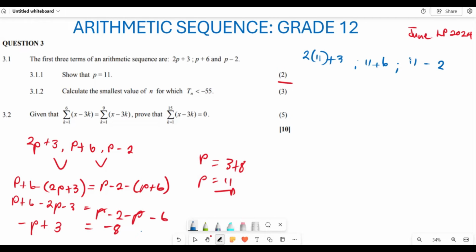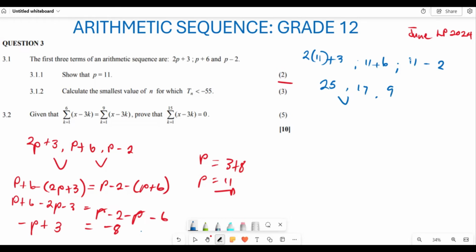So now the first 3 terms that you're going to have here, this is the same as 22 plus this 3, which is going to be 25, right? Now, from here, 11 plus 6 gives you what? This gives you 17. And then 11 subtract 2 gives you 9, right?